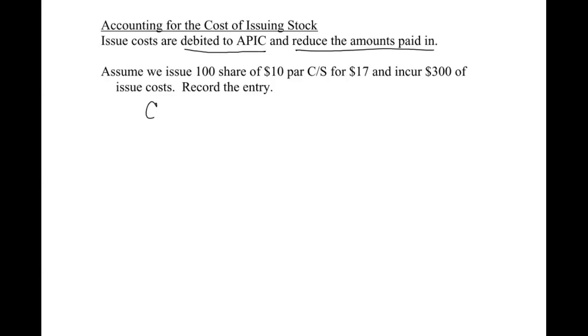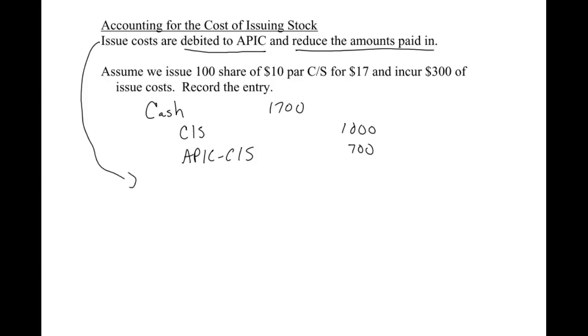So we know that when we issue stock, we're going to debit cash, credit common stock, and in this example, like most of them, we're going to have additional paid-in capital. It says we have 100 shares that we issue for $17, so that's $1,700. Our common stock par value is $1,000, $10 par times 100, which means the additional paid-in capital is $700.